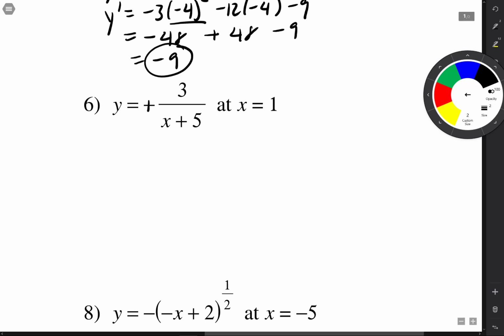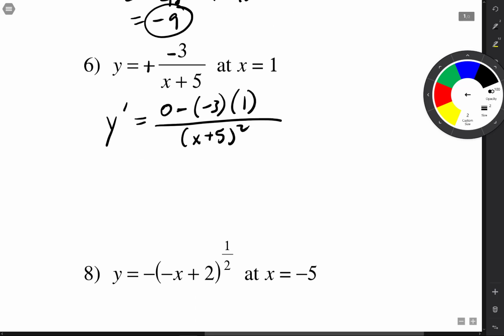Another quotient rule. I'm going to put this negative up on the top to make it just a bit easier. So the derivative of the top is just 0, and so it doesn't matter what the bottom is. So I subtract the top times the derivative of the bottom, square the bottom, and off we go. And then we have 3 on the top when x is 1, and then 1 plus 5 squared, so that'll be 3 over 36, so 1 over 12.